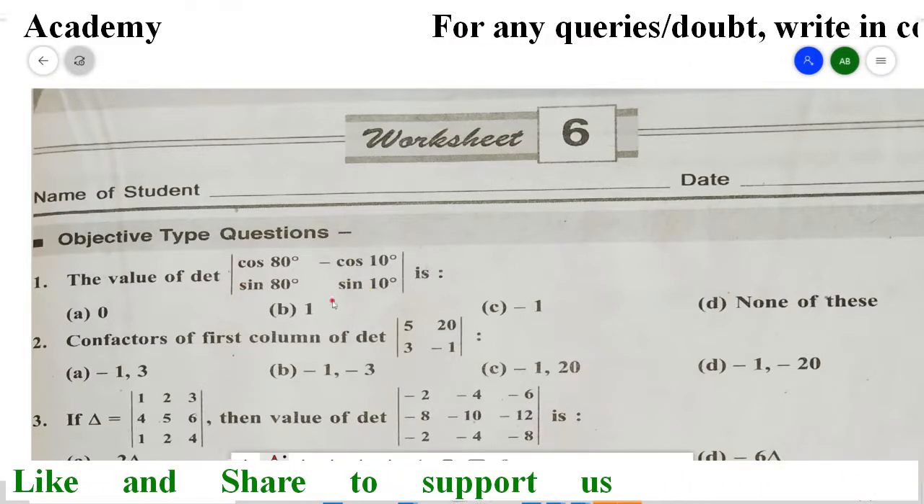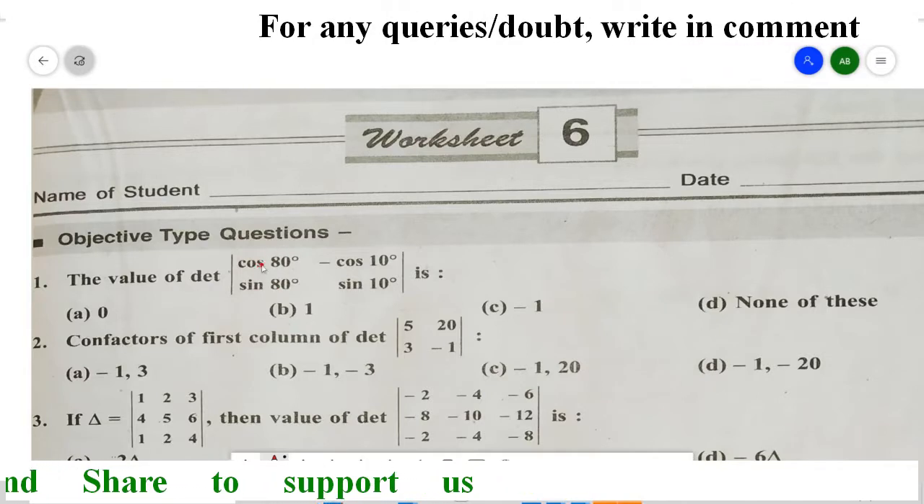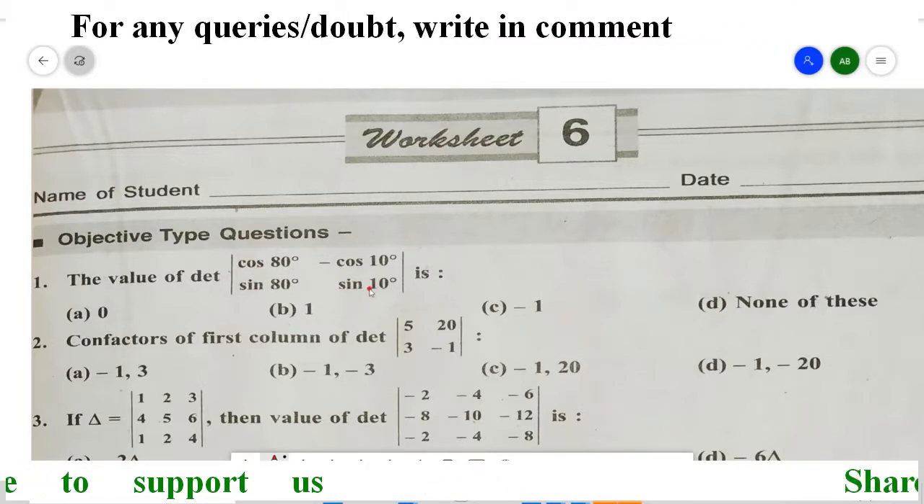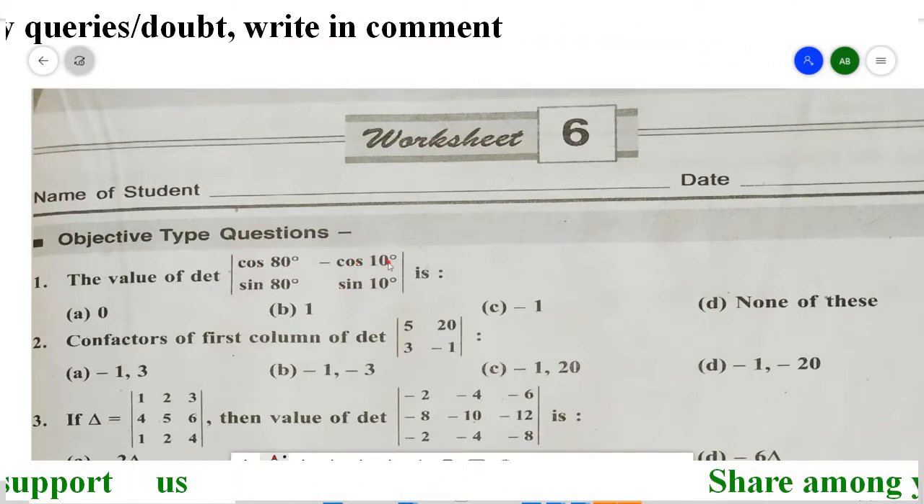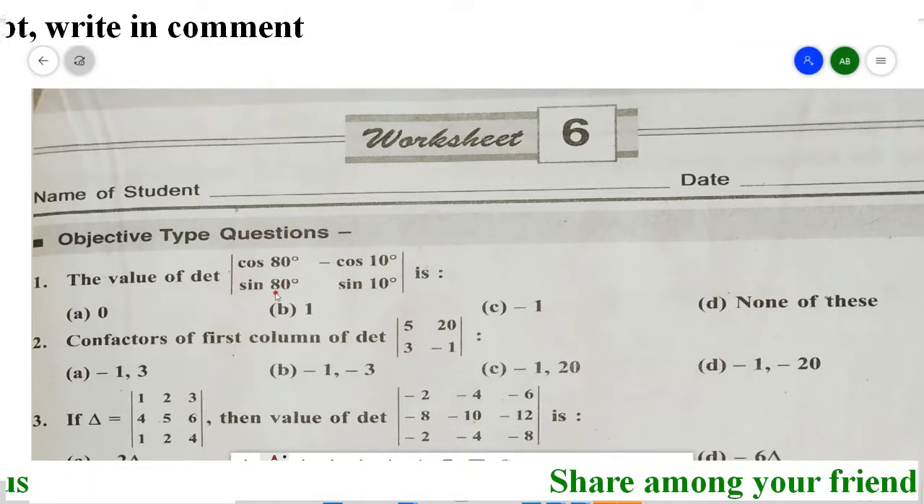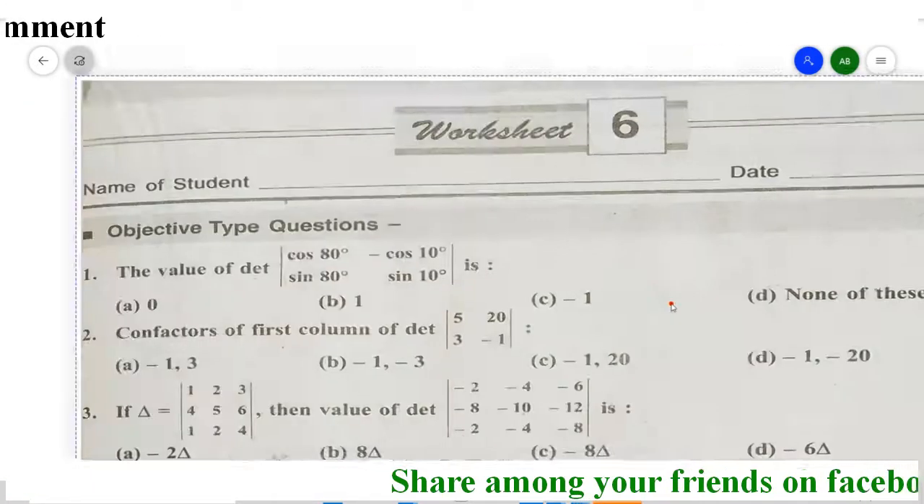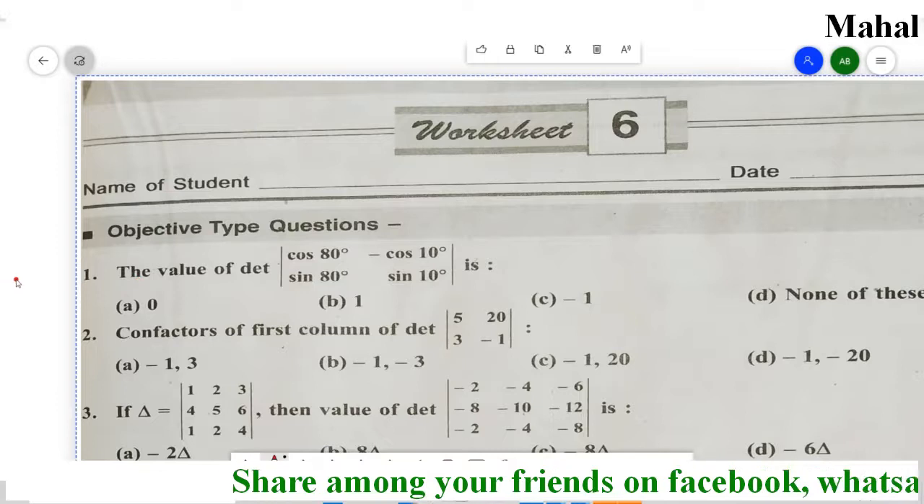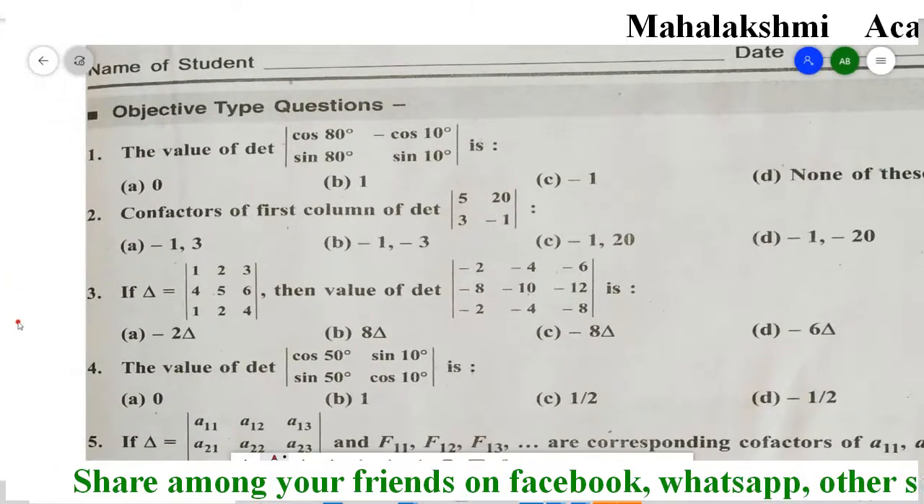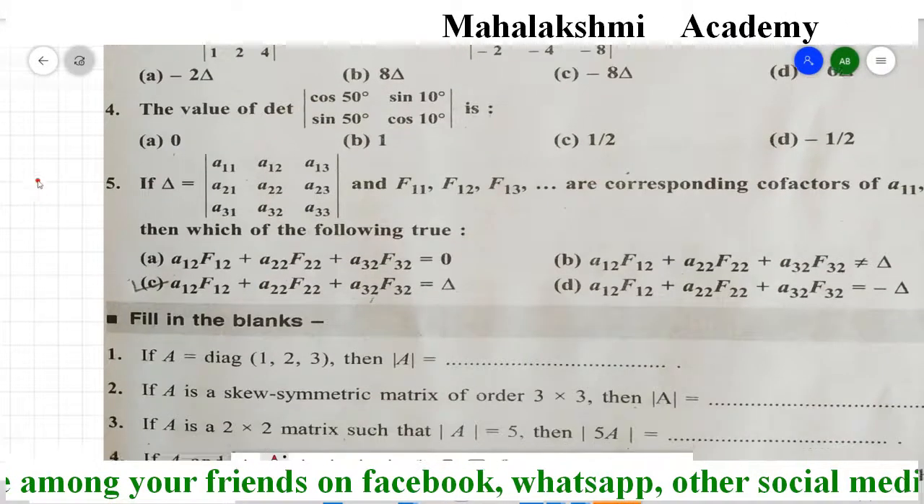So simply we have to do the cos here. Cos 80 multiplied by sin 10 and then cos 10 multiplied by sin 80. So I have solved this. I will show you the solution.